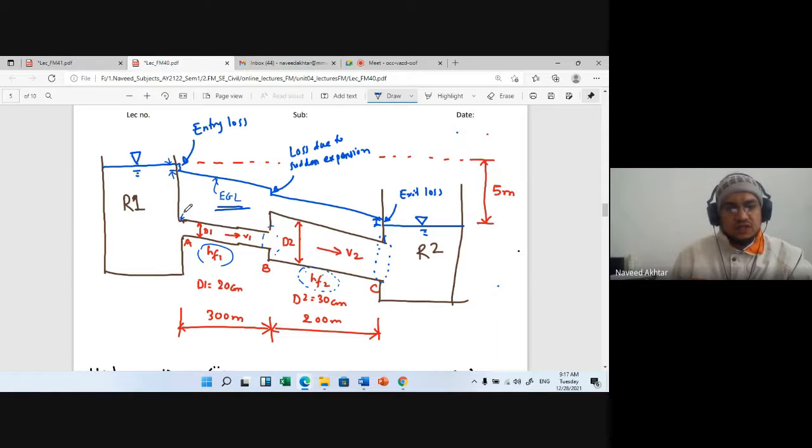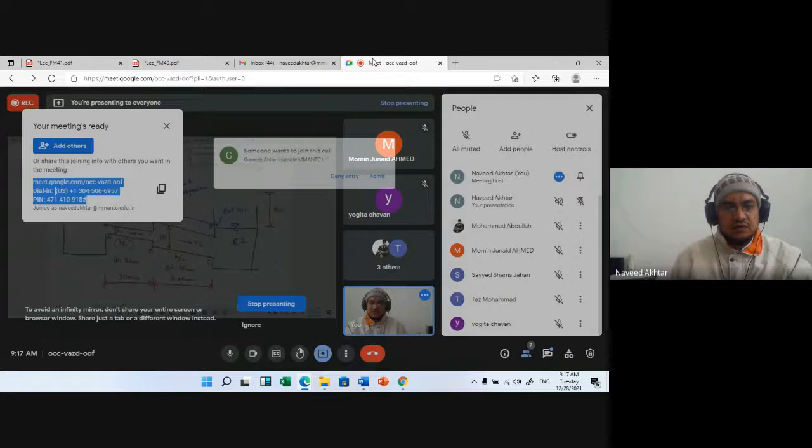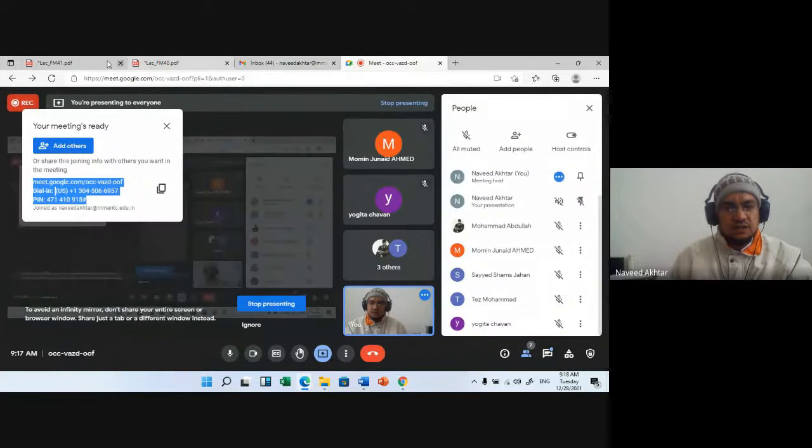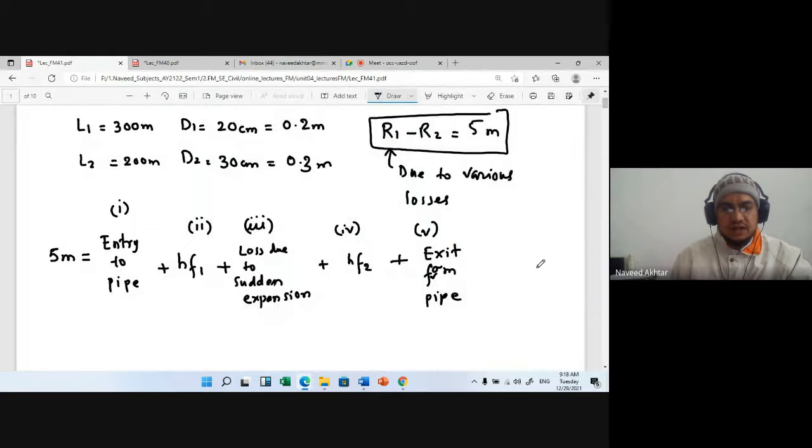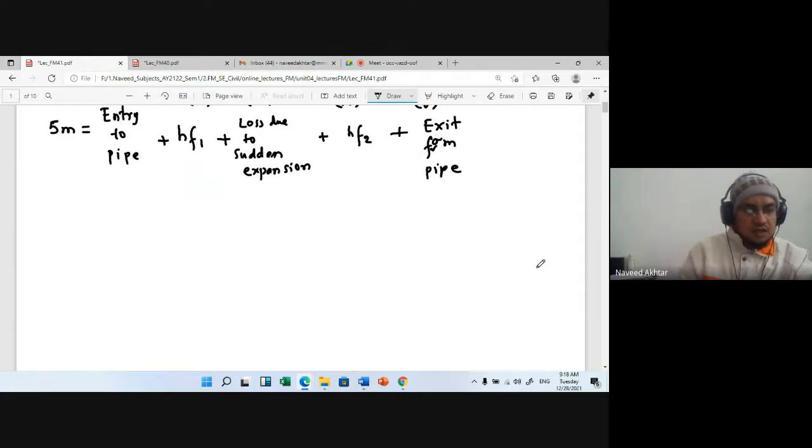So these five losses we will see from this figure. One is this entry loss to the pipe, then loss due to expansion and loss due to exit, and then frictional resistance of the flow due to viscosity of the liquid, that will be the friction factor, and then the head loss due to friction you can consider in pipe 1 and pipe 2. So we have to find out the friction factor here. Now you know the formula for each loss. So one by one we will take and try to solve it.